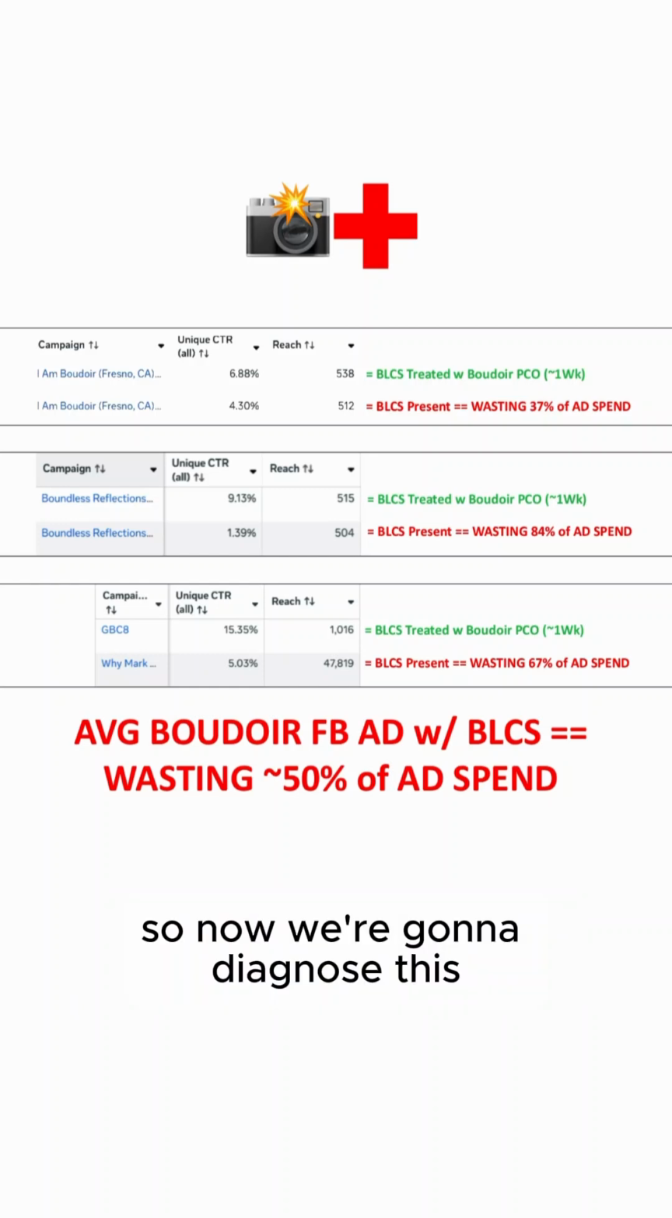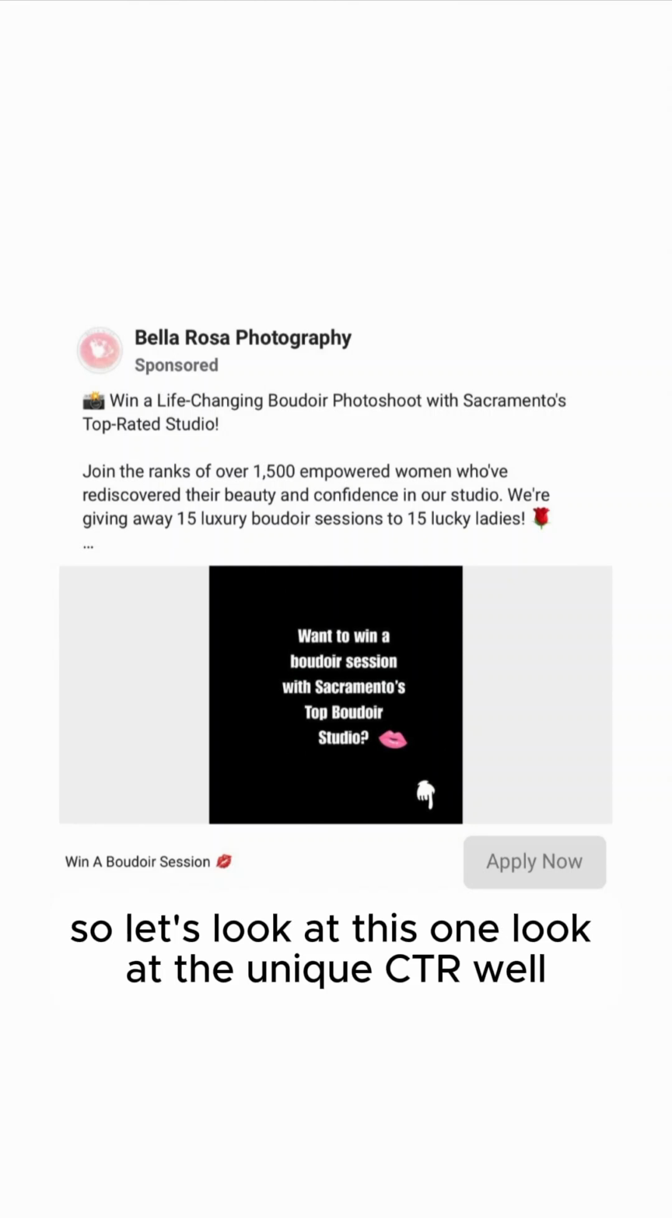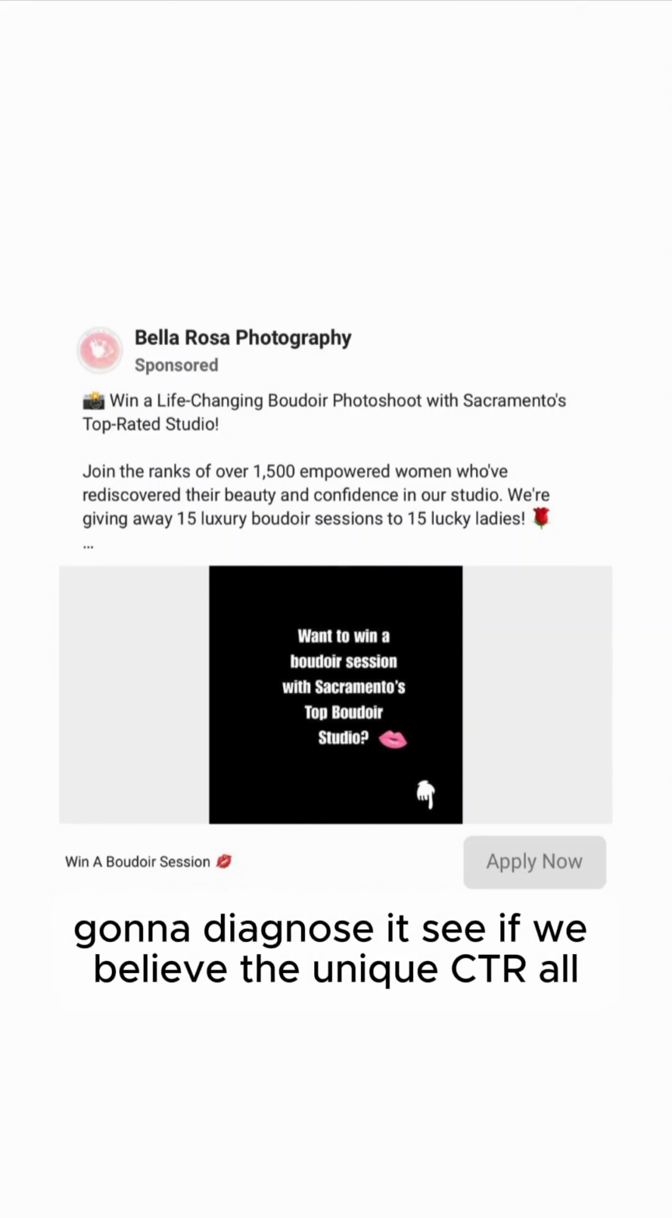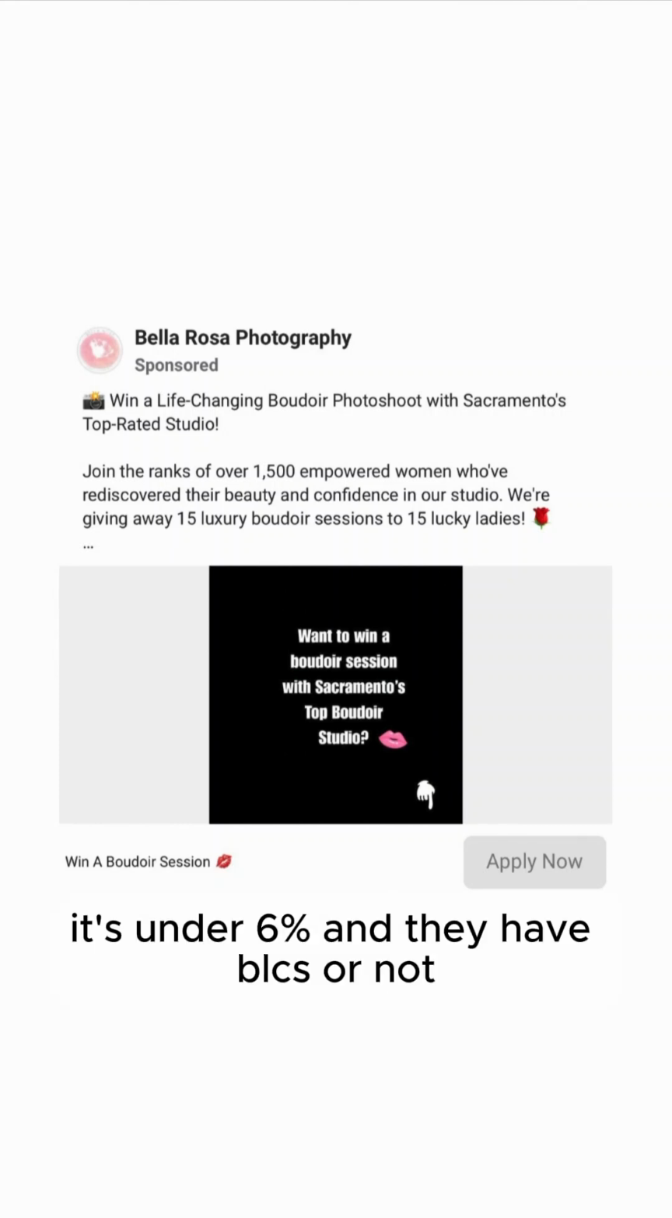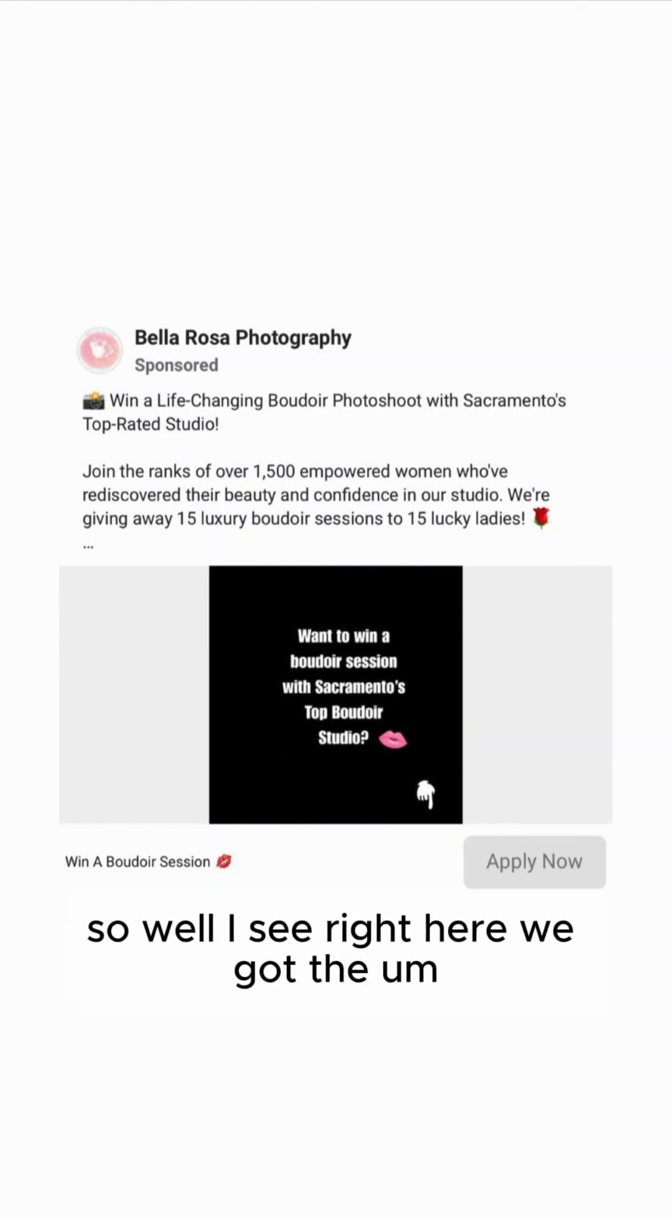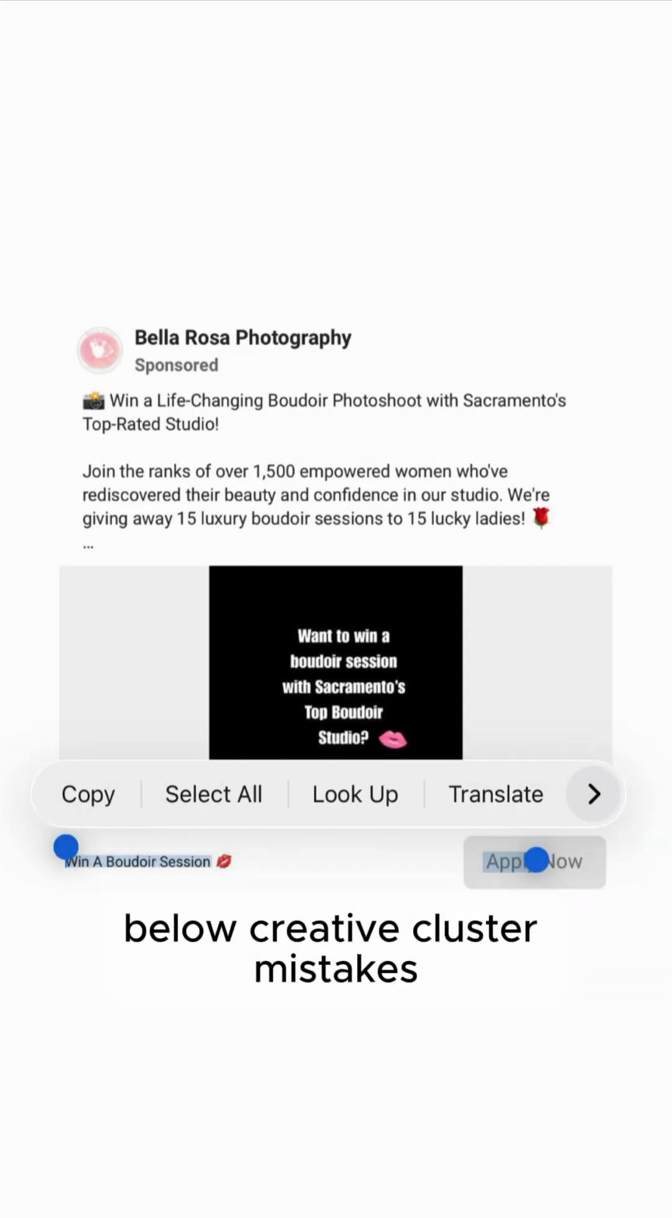So let's look at this one. Go look at the unique CTRL. Well, we can diagnose it, see if we believe the unique CTRL is under 6% and they have BLCS or not. So, well, I see right here we got the below creative cluster mistakes.